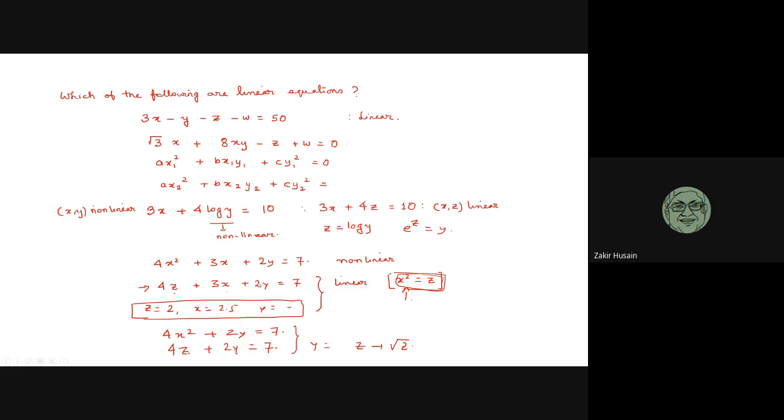In this one, it appears that we can transform it, but there are some problems over here. See, you have x square and x is coming. That is why we can't really transform it from nonlinear to linear form. But if your equation is like this or like this, then it's possible to transform it to a linear system.